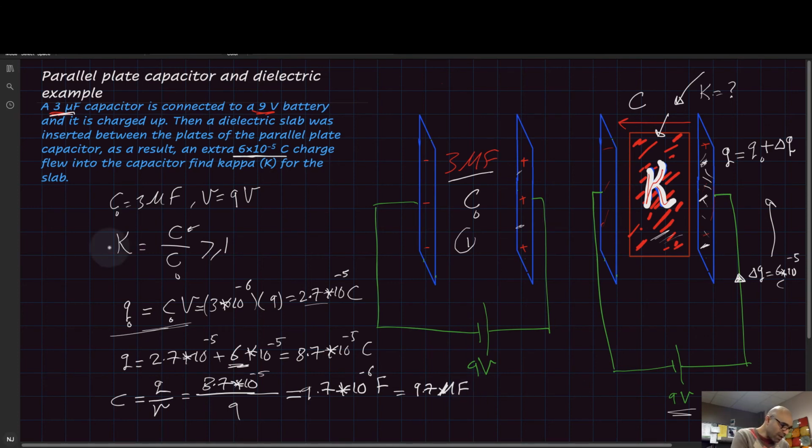Now remember, kappa here is equal to C over C0. So kappa is equal to 9.7 microfarad divided by C0, which is 3 microfarad. Now microfarad with microfarad goes away. 9.7 divided by 3 gives us kappa is equal to 3.22. And as you can see, it's unitless because the dielectric constant is unitless.